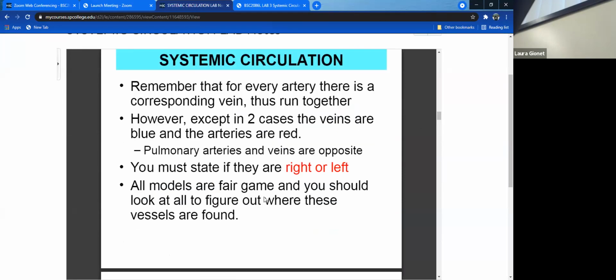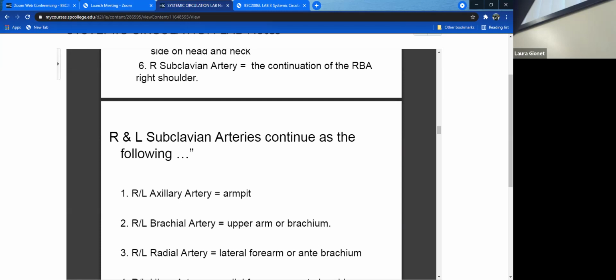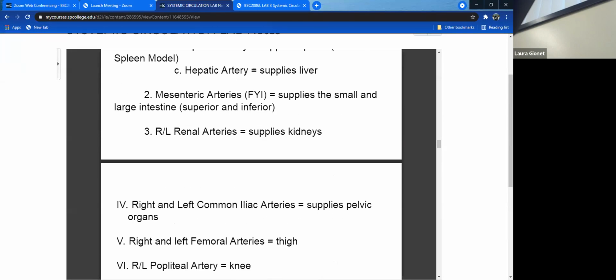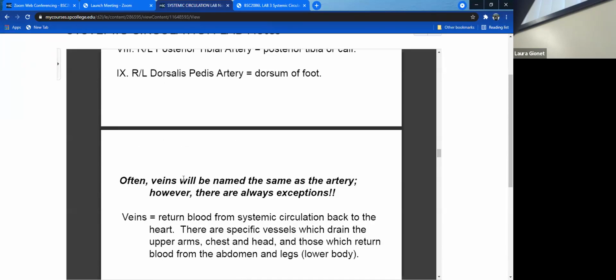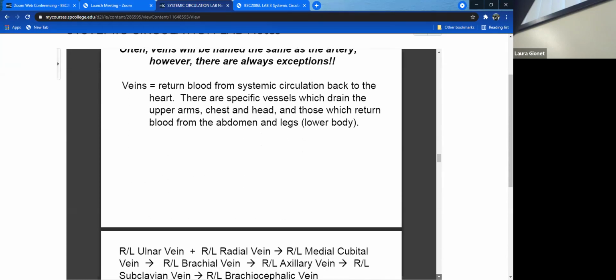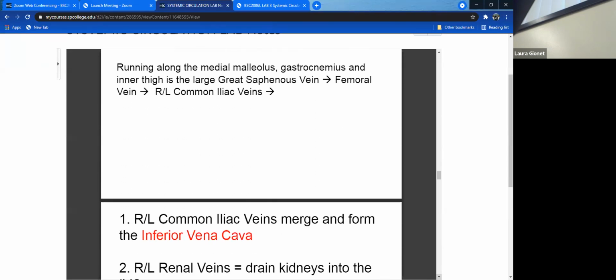These notes describe verbally the pathway of blood, leaving the arch of the aorta up into the arms and back, up into the head and back, the arteries, and then venous drainage back to the right side of the heart. You can look at those on your own. And as I said, when it came to veins, often veins will be named the same as the artery. However, there are always exceptions. We have carotid arteries in the neck, but jugular veins. So this gives you the pathway of blood. You can look at those if you like.